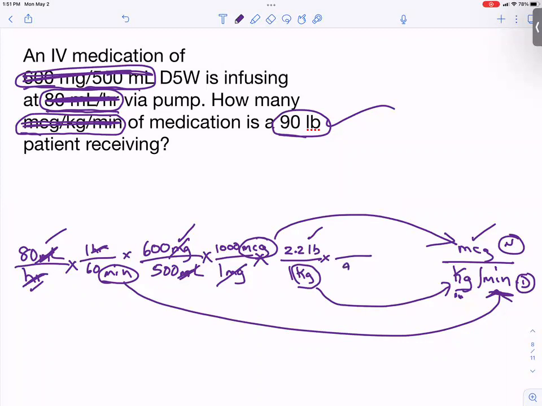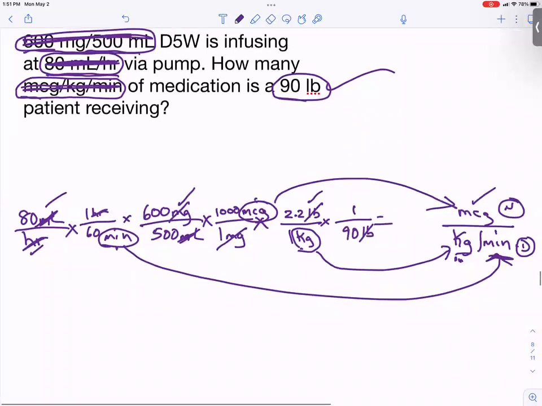So in this case, I'm putting 90 pounds here. That gets rid of my pounds. And now I'm ready to solve. I've gotten rid of everything except for what I needed. I have kilogram, I have minutes on the bottom, in my denominator, and I have micrograms in my numerator. So now we just solve for math.